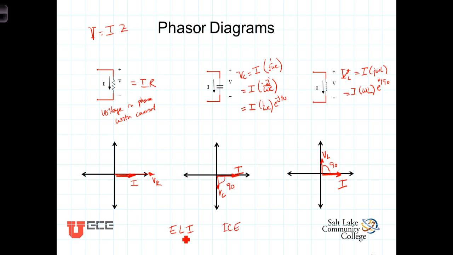So in an inductor, the voltage leads the current by 90 degrees. In an inductor, the voltage leads the current by 90 degrees. In a capacitor, the current leads the voltage by 90 degrees. So in a capacitor, C, the current is 90 degrees ahead. So as in the word ICE, I comes ahead of E. So I is leading the voltage over here. In ELI, the voltage is leading the current.